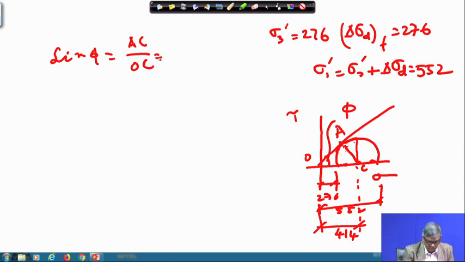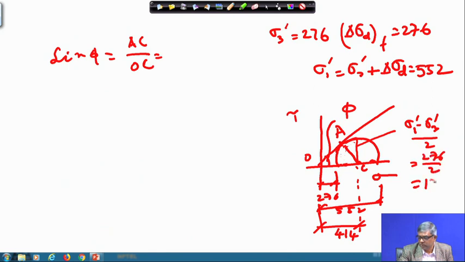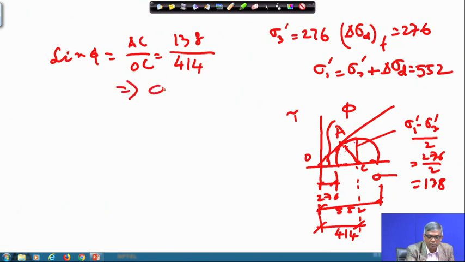If I put those values, the radius of the circle will be sigma 1 dash minus sigma 3 dash by 2, and that will be 276 by 2, that means 138. So, AC is nothing but the radius. So, 138 divided by OC, which is 414, and this gives you phi equal to 19.5.